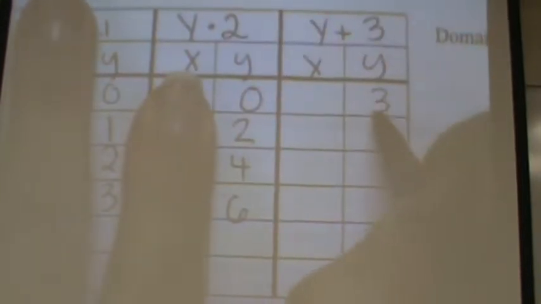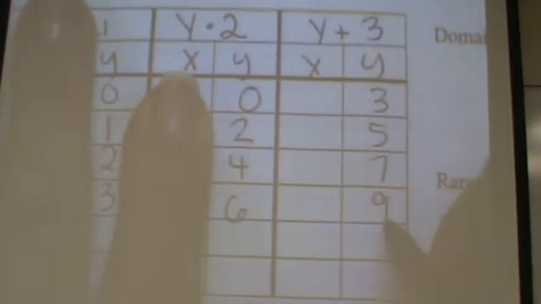And then what's the last thing you're going to do? Add 3. You're going to add 3 to your what? Y value. To those y values. Adding 3, what do you get? 3, 5, 7, 9. And did you graph this? What should it look like?